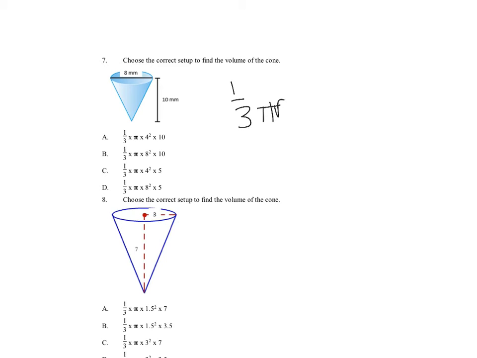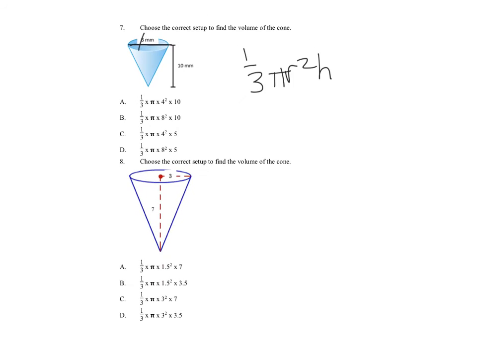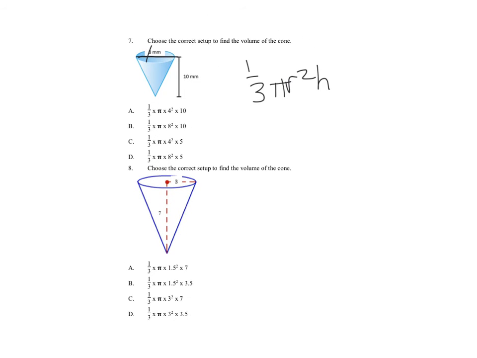This one's a little bit different because they gave us the distance all the way across that circle. We need half of that. So 8 divided by 2 is your radius, the height. Height is there, nothing different needs to happen with the height. On 8, they give you the radius.